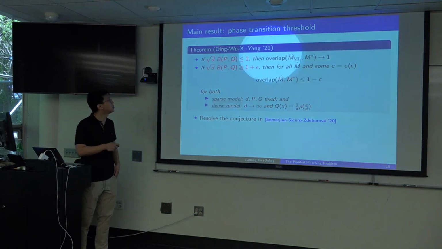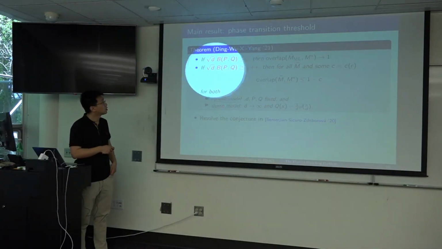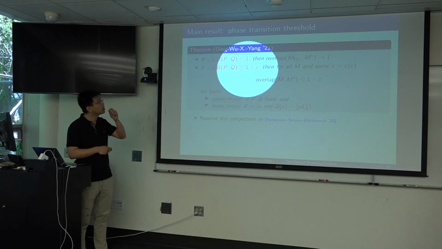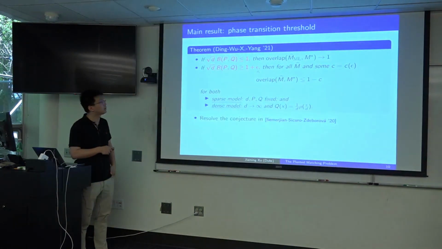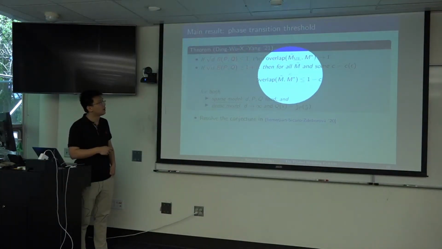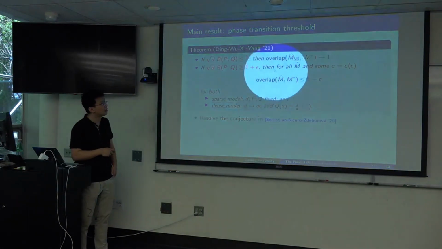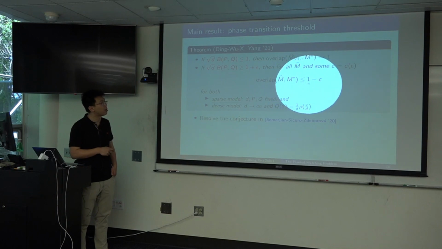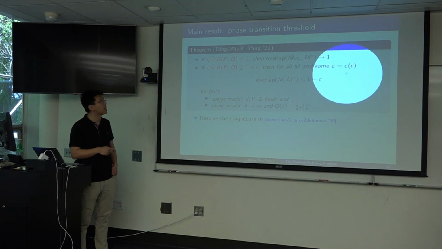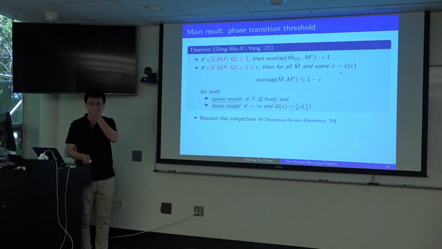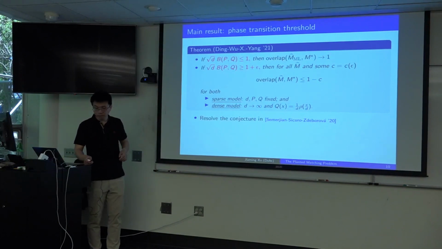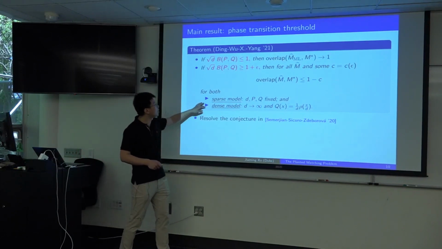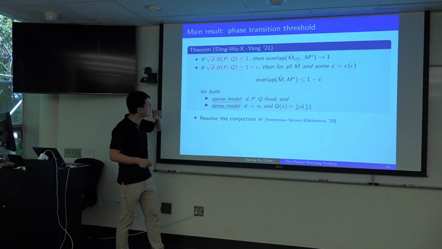Conversely, we also can show that when this square root of d times the Bhattacharyya coefficient is bigger than or equal to 1 plus epsilon for some fixed constant epsilon, then for any estimator m hat, the overlap is bounded away from 1. It's upper bounded by 1 minus c, where c is some constant that depends on epsilon. Okay. So the converse result holds for both of these two settings.